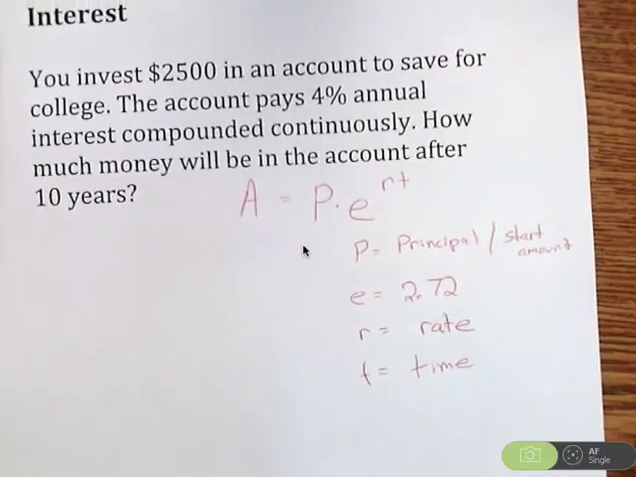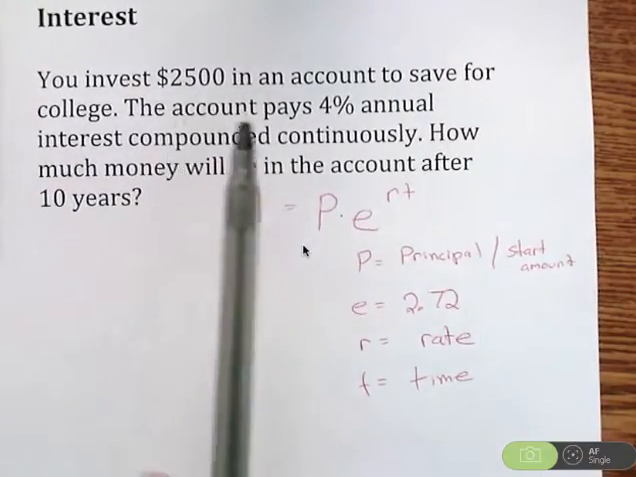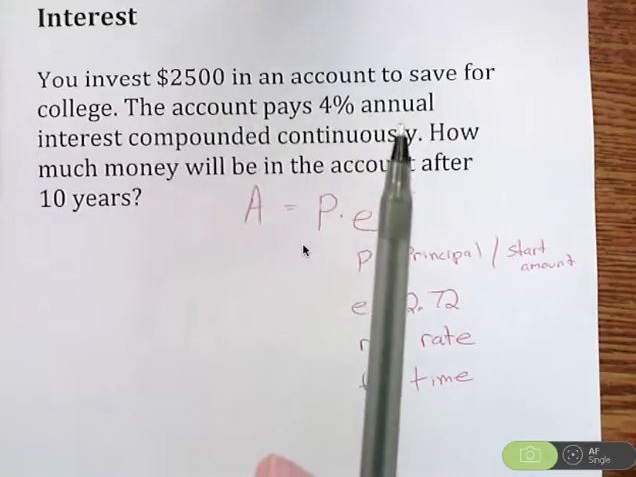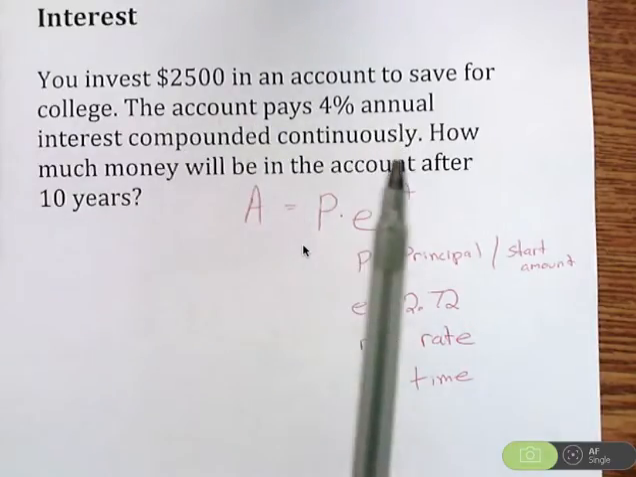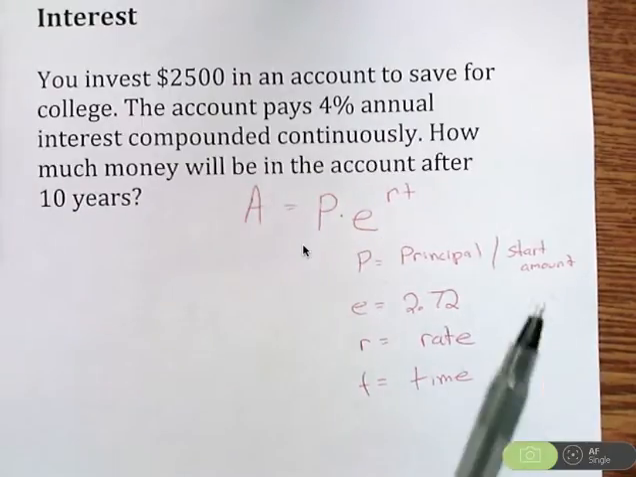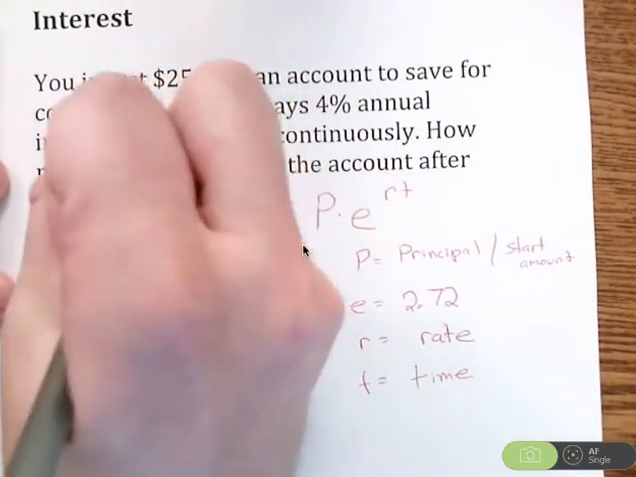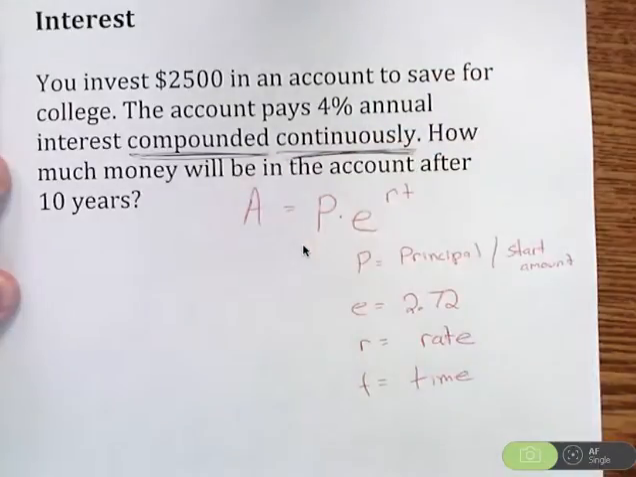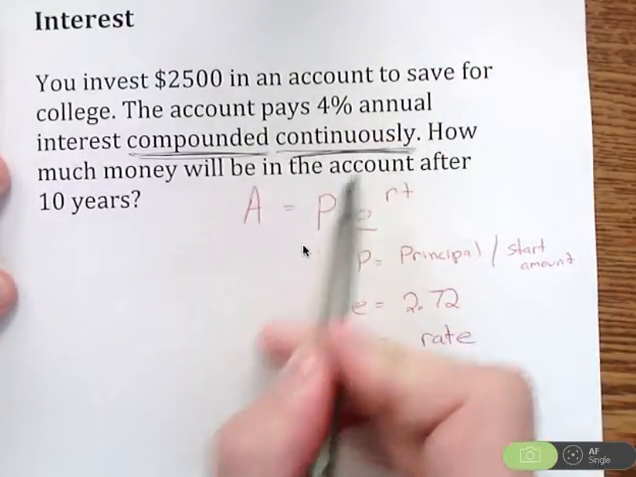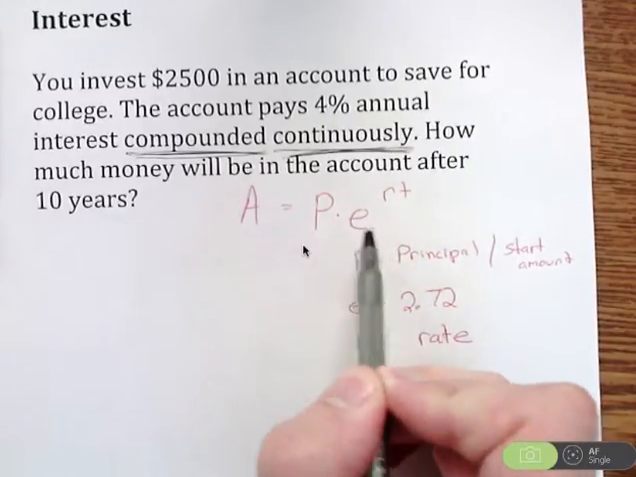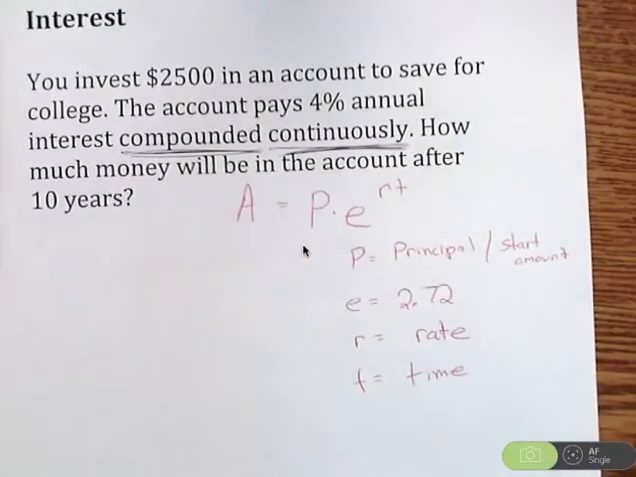Looking at this problem, it says you invest $2,500 in an account to save for college. The account pays 4% annual interest compounded continuously. How much money will be in the account after 10 years? The first thing that jumps out to me is that we have interest being compounded, and more importantly, it's being compounded continuously. Anytime something's happening continuously, usually you're looking at Pert. So compounded continuously, we're going to use Pert.